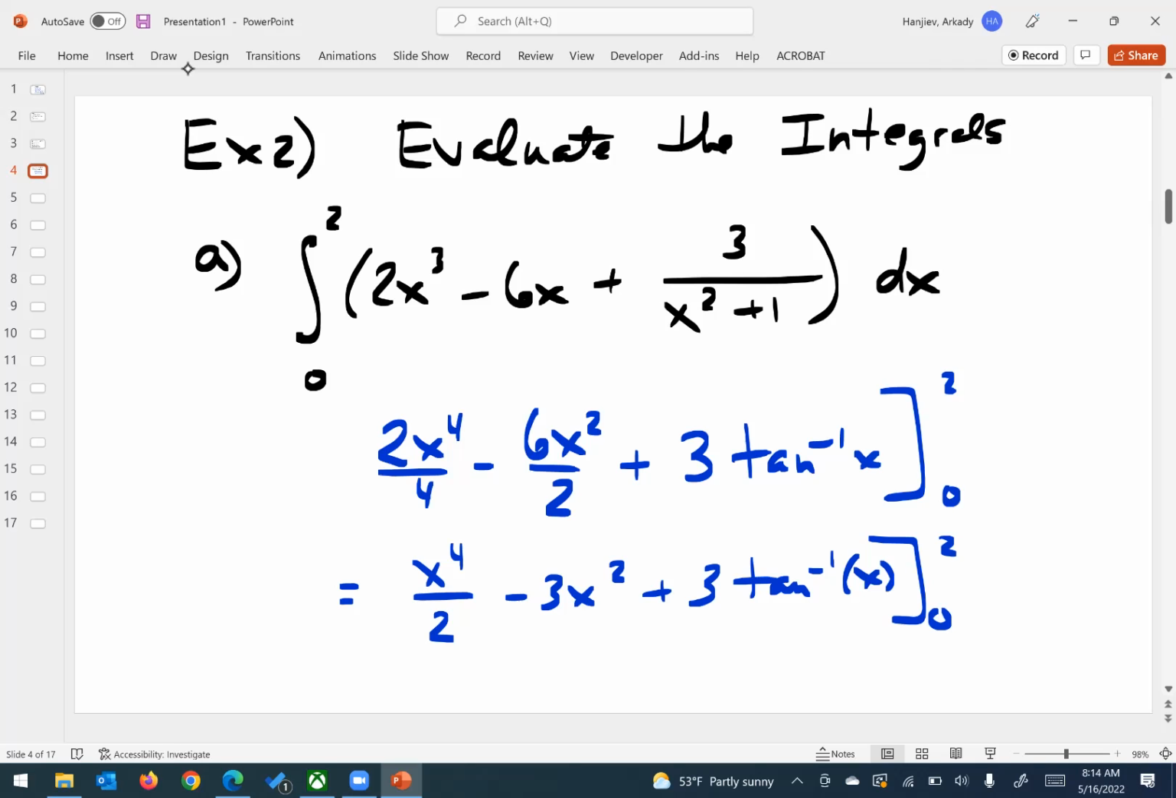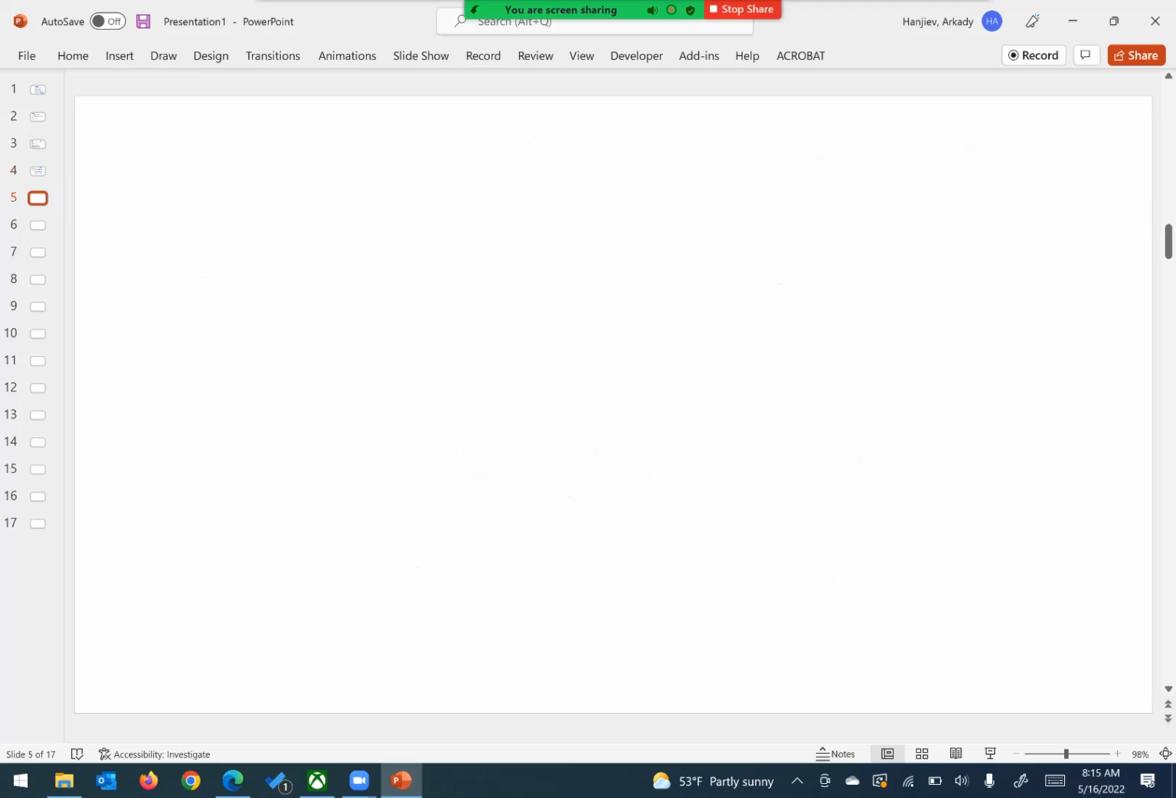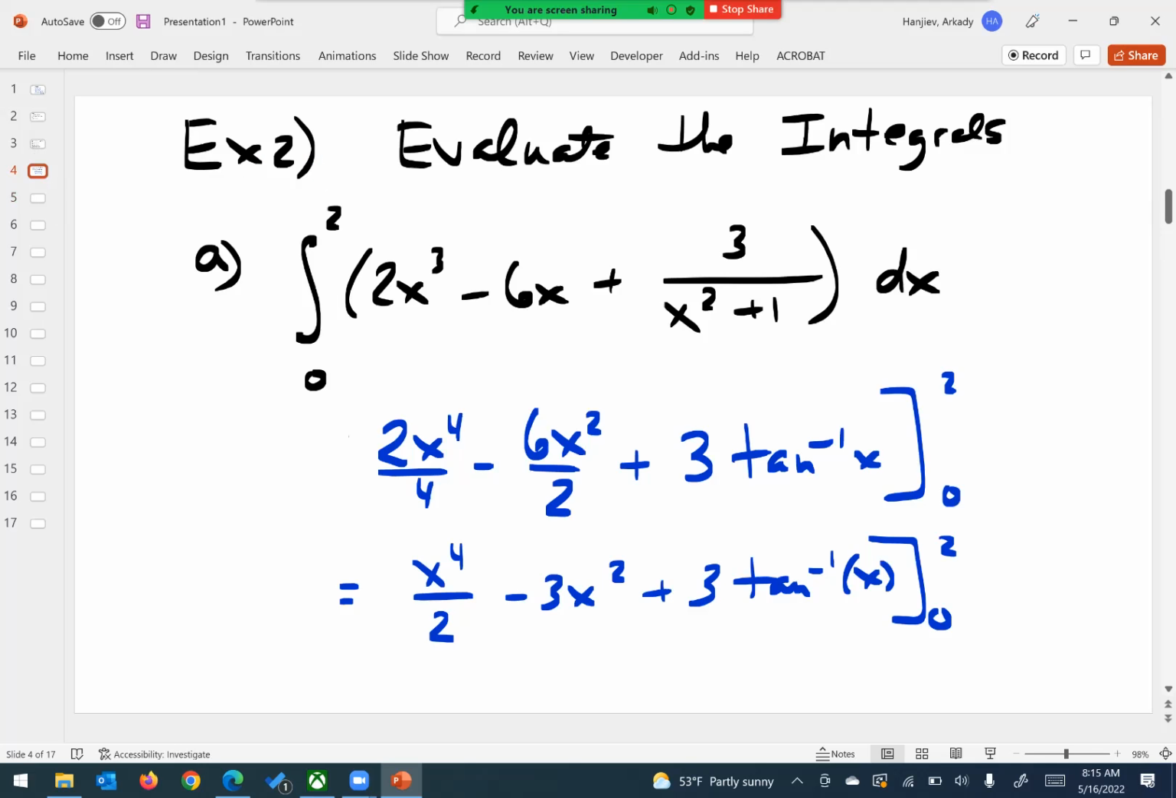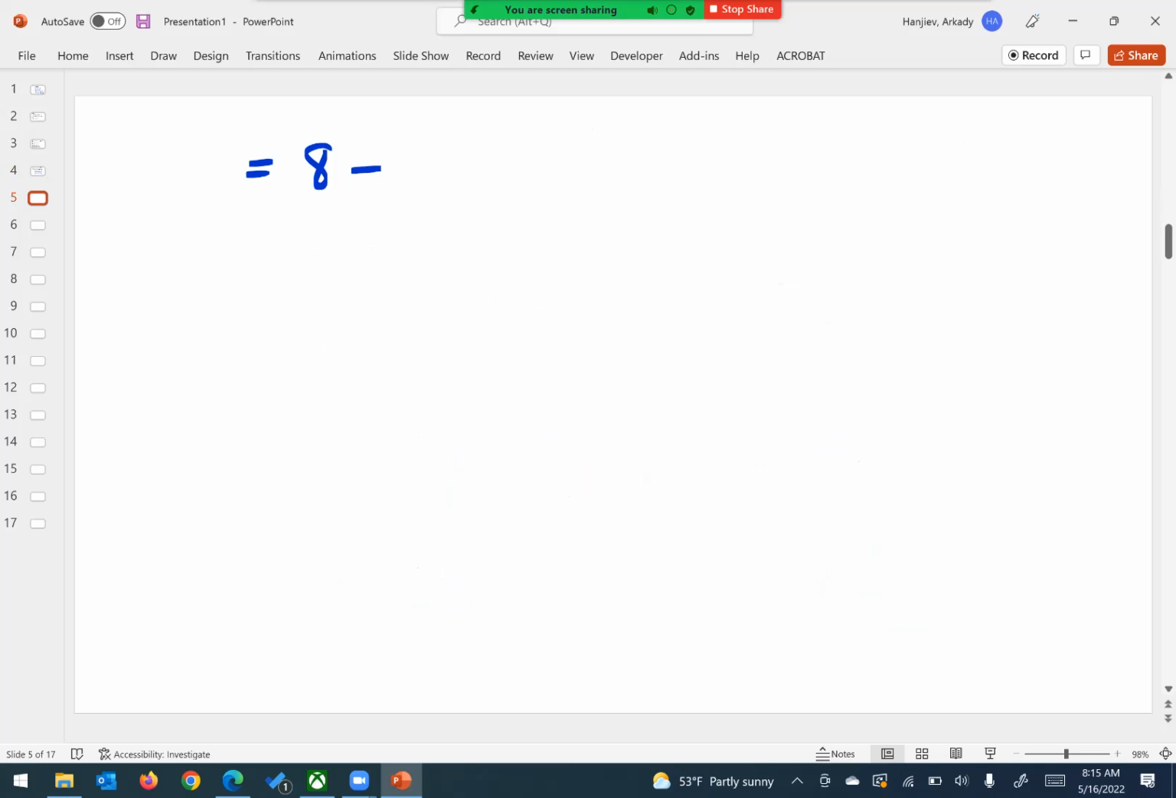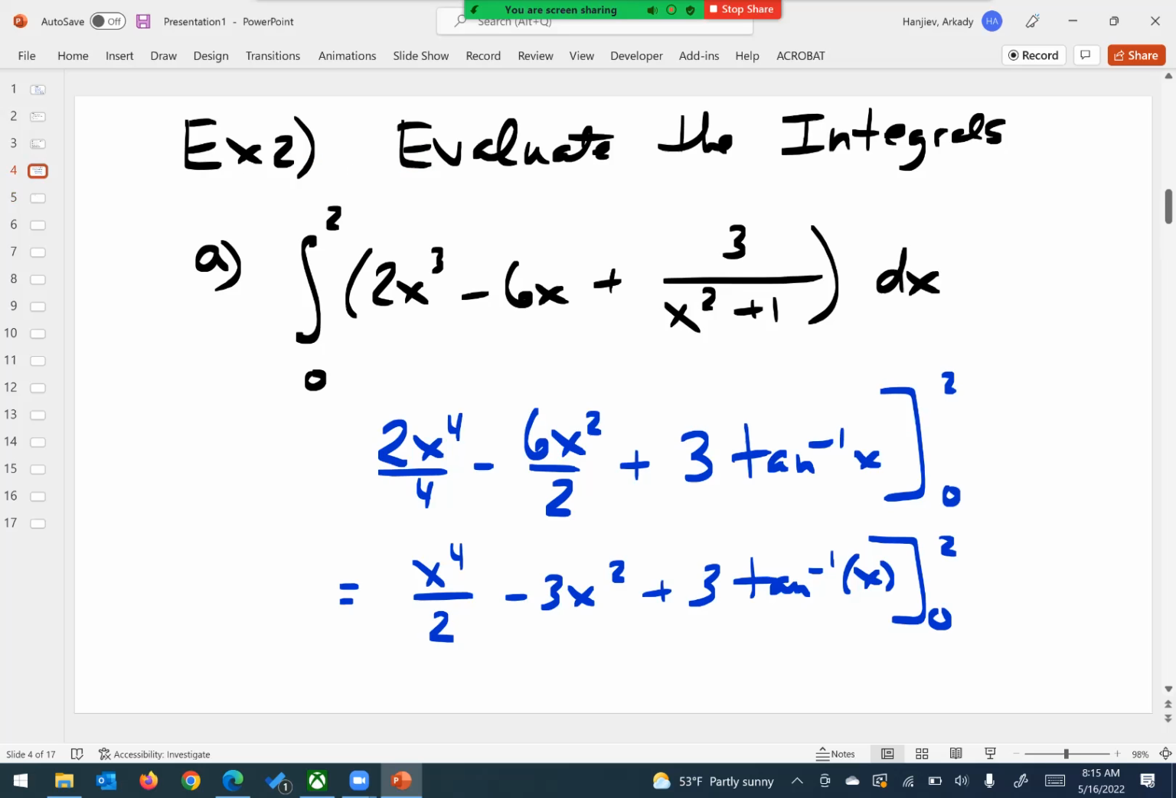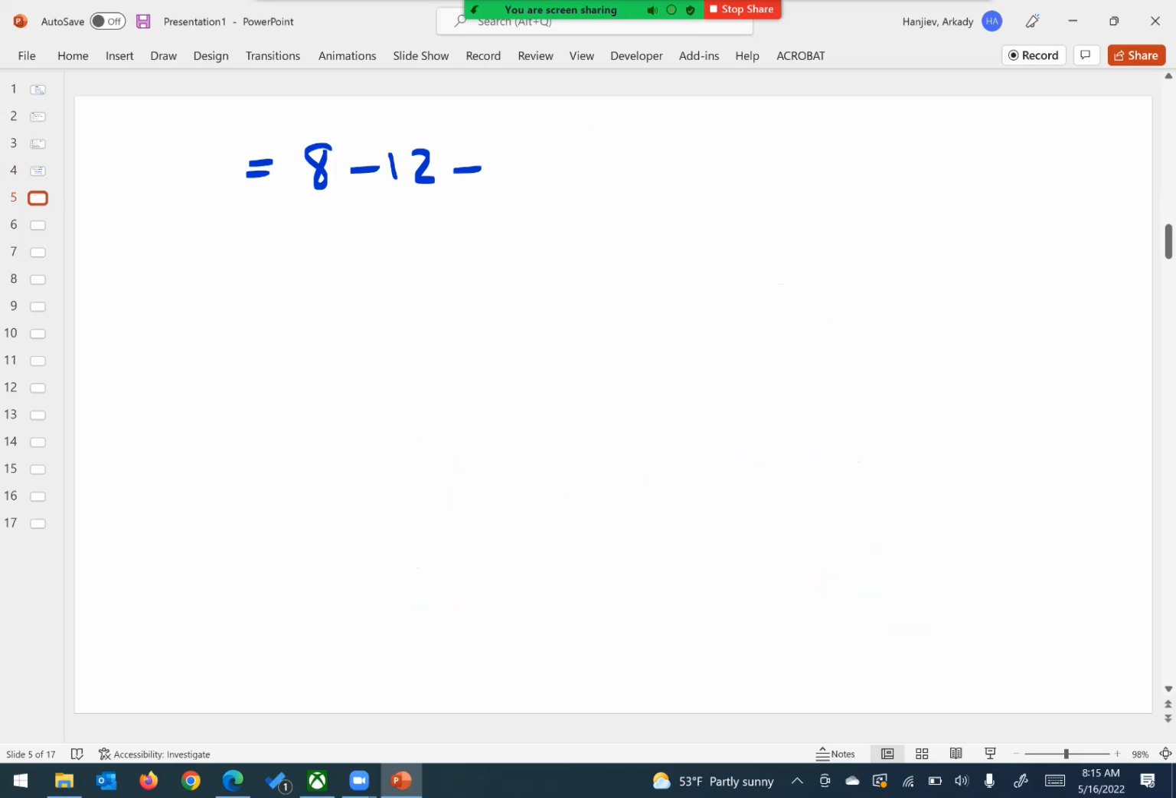So I'm running out of room here. So I'm going to plug in a 0 into there, plug in a 2 into there. 2 to the 4th, was that 16, I believe, is that right? 16 over 2 is 8. I'm going to switch back and forth between these guys here. So I got myself, I think it's 8. You guys have to help me out here. That's going to be 2 squared is 4, minus 12. And then we have this plus 3 tangent inverse of 2. Whoa, that's fun.